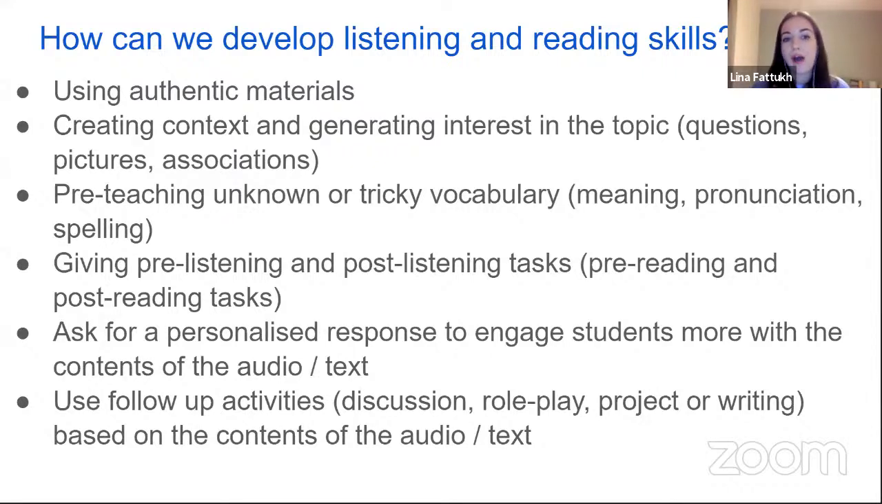So how can we teach vocabulary? We speak only English during the lesson, so we do not translate things into students' mother tongue. So how can we make sure that they understand? We use visual aids. So we show pictures or short videos, or we explain it with the help of our gestures and hands.